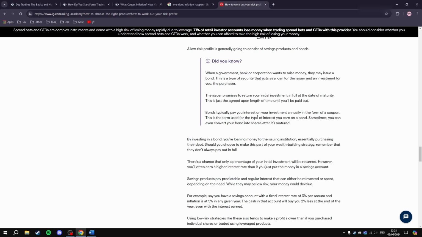The issuer promises to return your initial capital in full at the date of maturity. This is just the agreed upon length of time until you'll be paid out. Bonds typically pay interest on your investment annually in the form of a coupon. This is the term used for the type of interest you earn on a bond. Sometimes you can even convert your bond into shares after it's matured.